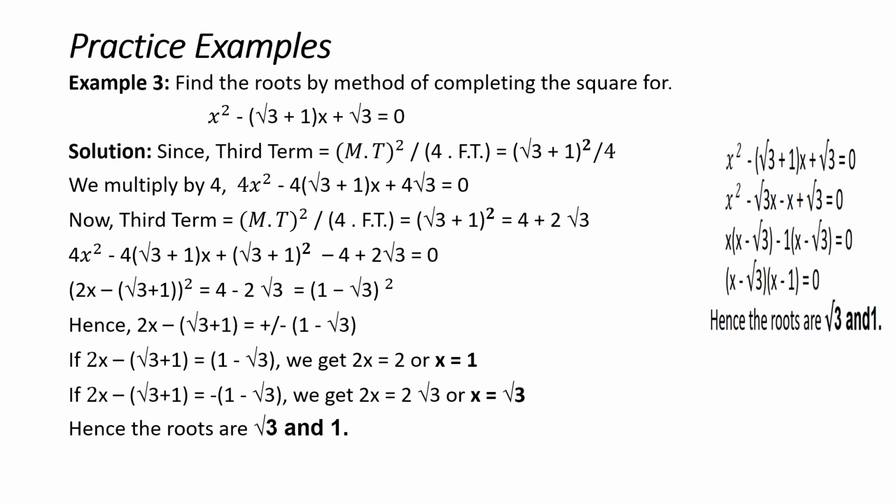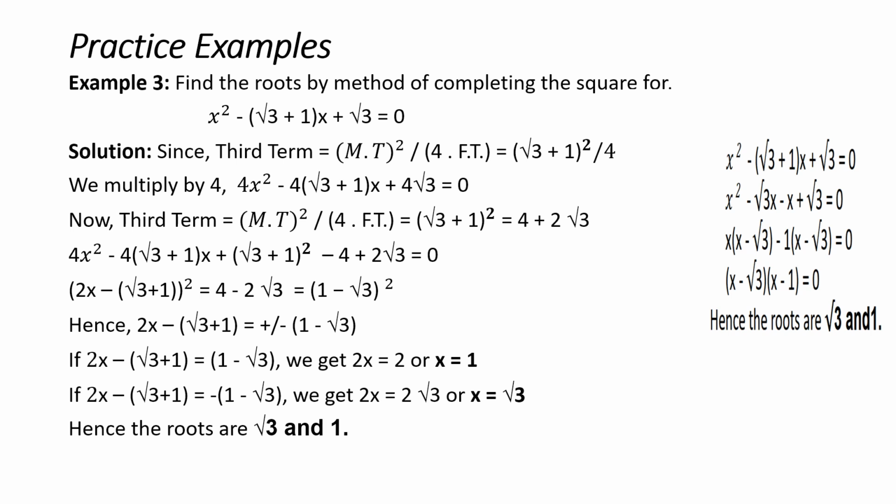Practice example 3. Find the roots by method of completing the square for x square minus root 3 plus 1 into x plus root 3 is equal to 0. Now in the last video we had seen that to make the perfect square we can use this formula: third term is equal to middle term square upon 4 into first term. So if we add this third term we will get a perfect square.